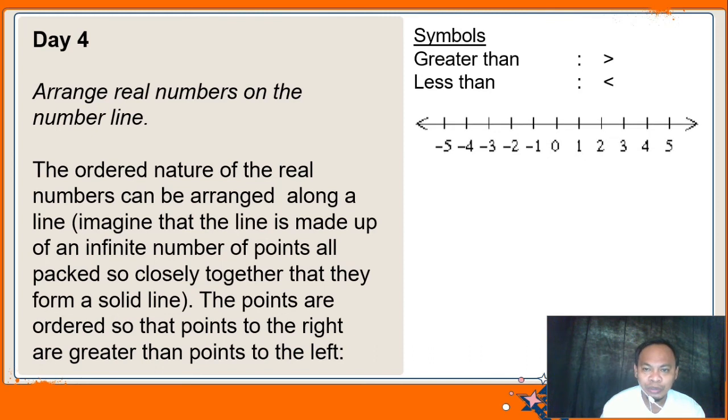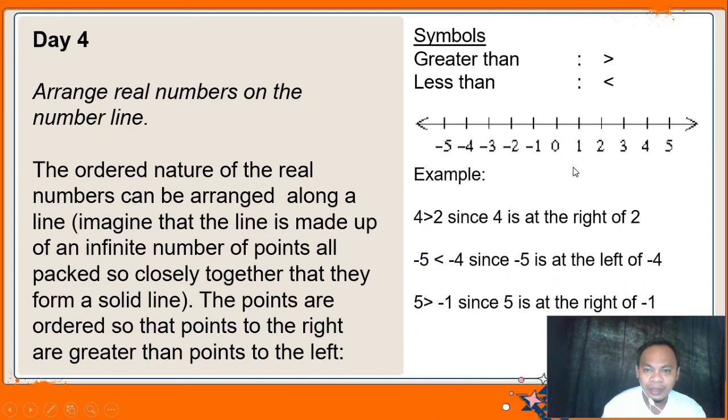Okay, so ito na po yung tinatawag natin number line. Ito po si 0, point of origin. Tapos yung points going to right, di ba, are all positive, and the points going to left are all negative. Okay, so for example, we have this one. 4 is greater than 2.